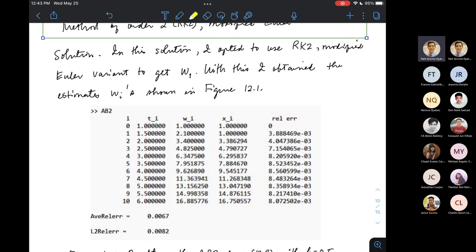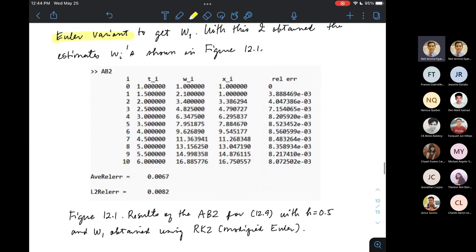You can use T2, pwedeng modified Euler yung gamitin, pwedeng optimal Runge-Kutta of order 2, pwedeng Heun's method or Ralston's method, or your favorite A1 or A2 para dun sa RK2 ano. So, yeah. In my solution, I used the modified Euler method, the RK2 modified Euler variant to get W sub 1. Okay. Tapos ito yung values na nakuha ko.